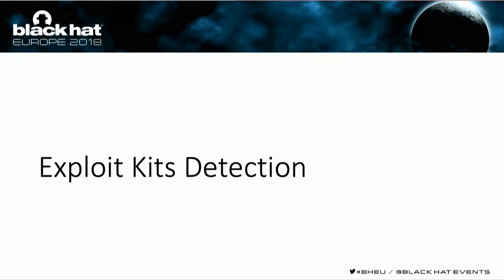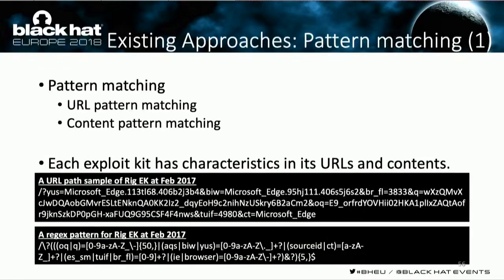Okay, from now on, we will introduce our exploit kit detection method with deep neural networks. Firstly, we will introduce some existing approaches to detect exploit kits. One of the most popular methods is pattern matching. For example, URL pattern matching and content pattern matching.